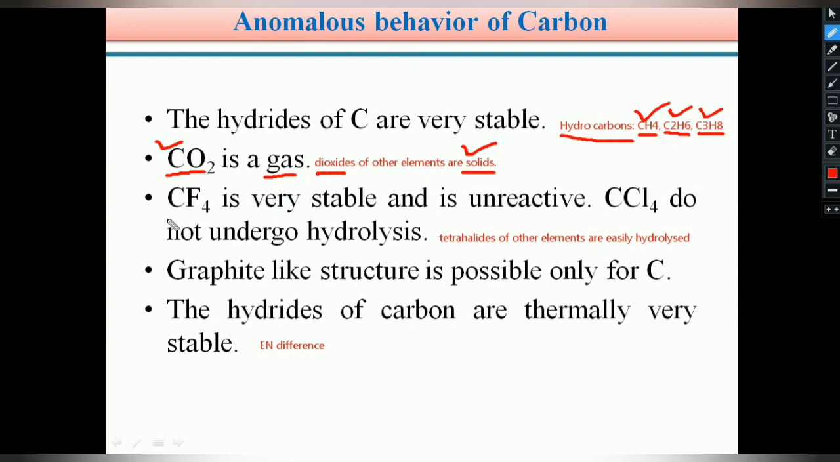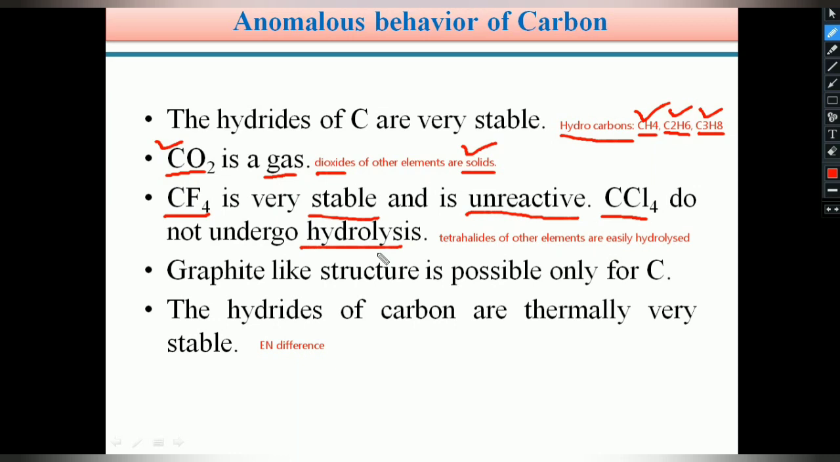And the next one is CF4. Carbon tetrafluoride is a very stable halide compound and it is highly unreactive, so it does not react with other compounds. Similarly, CCl4, carbon tetrachloride, does not undergo hydrolysis. We already clearly discussed this point in the chemical properties of fourth A group elements, where we can take silicon tetrachloride, SiCl4, as an example.